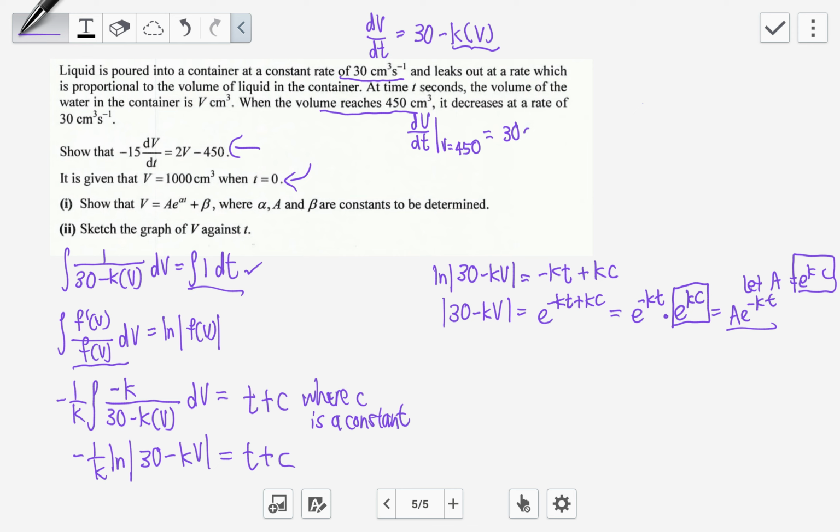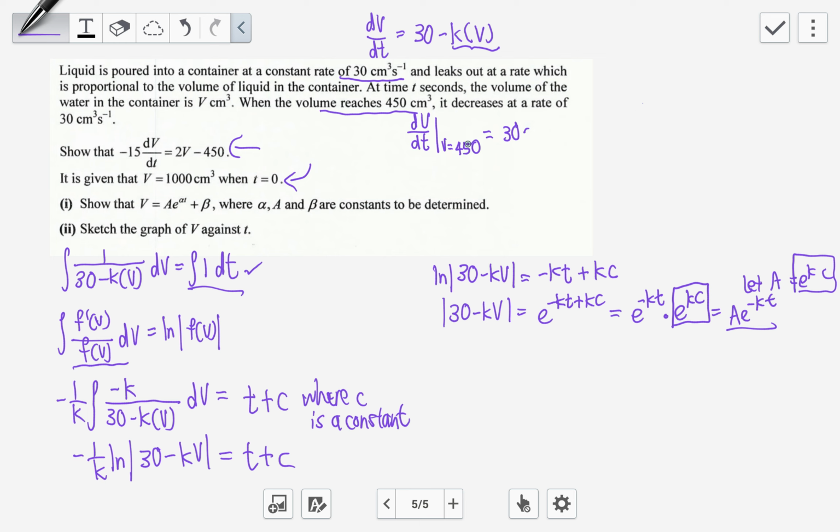So it's given that, okay, we have reached this stage where we get 30 minus kV. But before that, we are asked to show that minus 15 dV/dt equals 2V minus 450. So let's see what it means. How do we show that? I'm doing one more step of the integration even before it's asked for, but let's go by the question again.